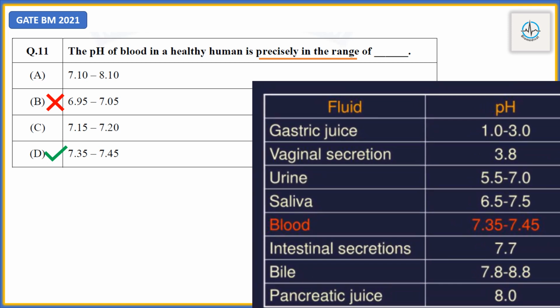Gastric juice has a pH of 1.0 to 3.0. Vaginal secretions have a pH of 3.8. Urine has a pH of 5.5 to 7.0. Saliva's pH ranges from 6.5 to 7.5. Intestinal secretions are at pH 7.7. Bile at 7.8 to 8.8 and pancreatic juice at 8.0.